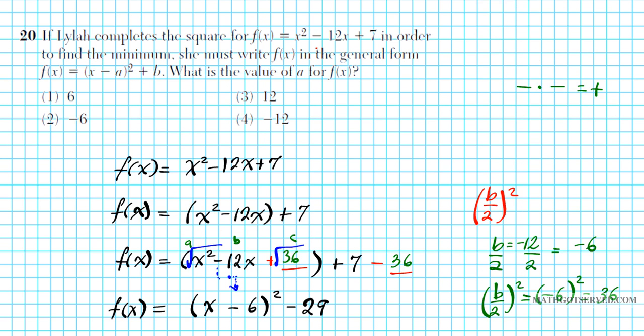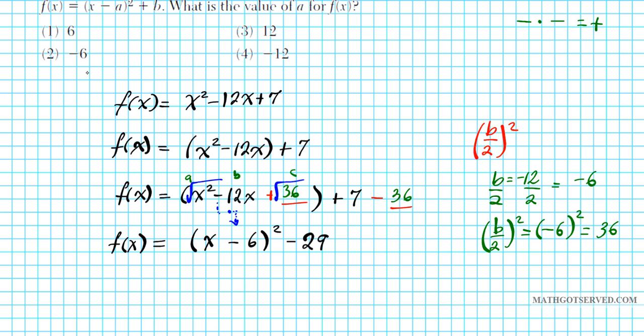Now we're looking for a. To find out what a is, I'm just going to copy down this formula down here. So the formula is f of x equals quantity x minus a squared plus b. So we see that a is positive 6 and b is negative 29. Okay, if the signs match, just take the numbers. If the signs do not match, you take the opposite. So our answer is option number 1.